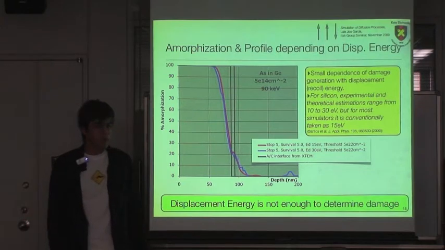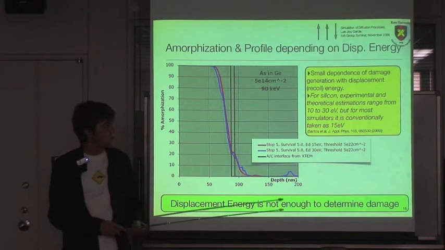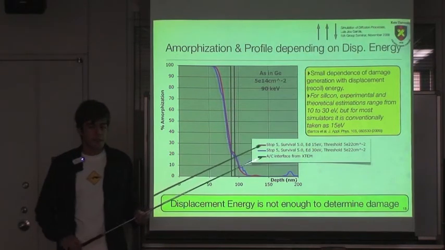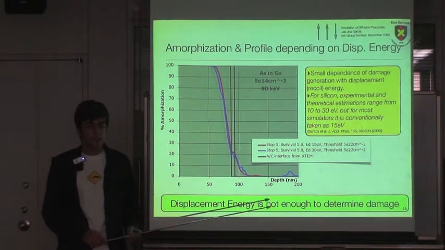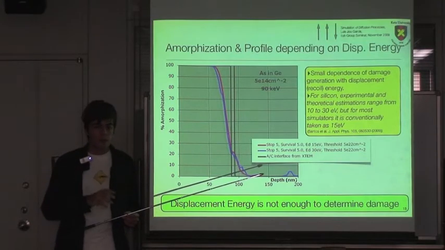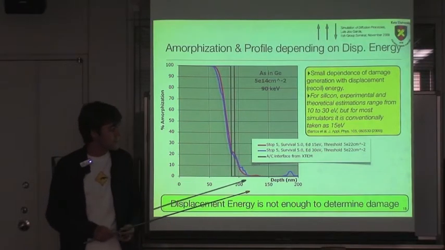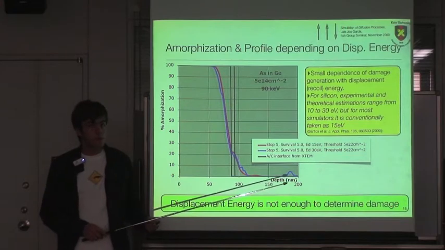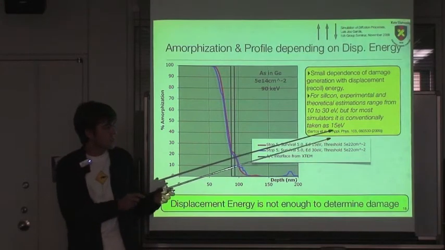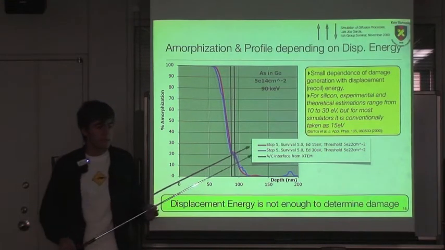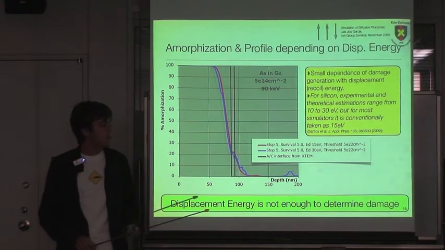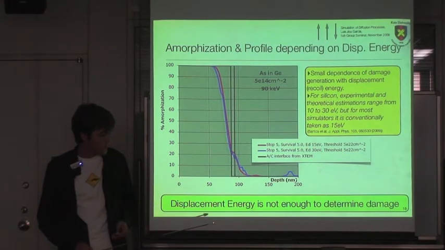This seems to be not natural, not obvious. However, we should know that displacement energy is not a constant. It varies depending on the angle. It varies depending on the already existing damage. So for a simulator that has a constant, where you can only determine a constant recoiling energy, it's best to use just one value.